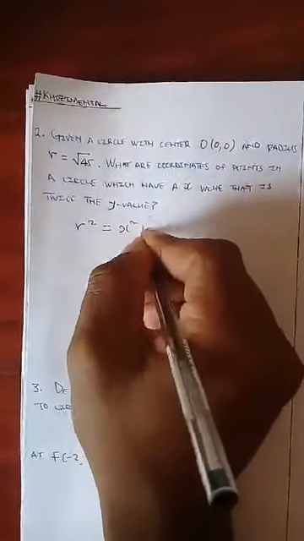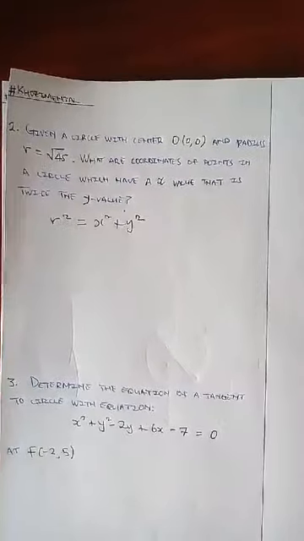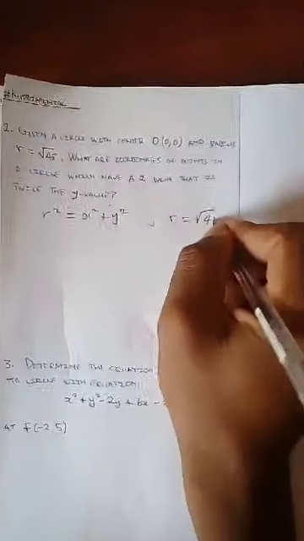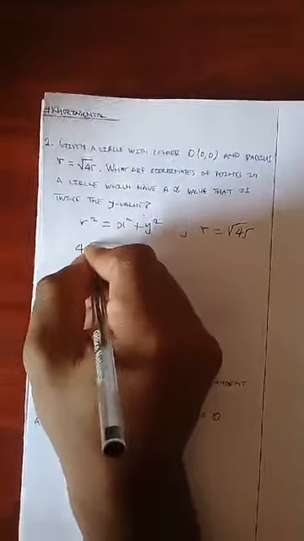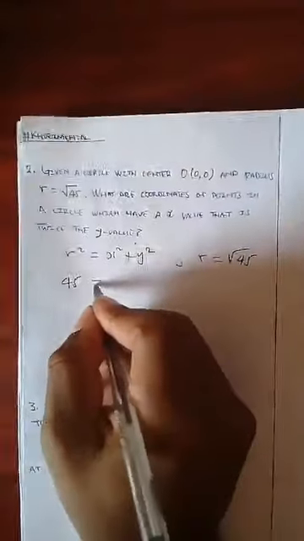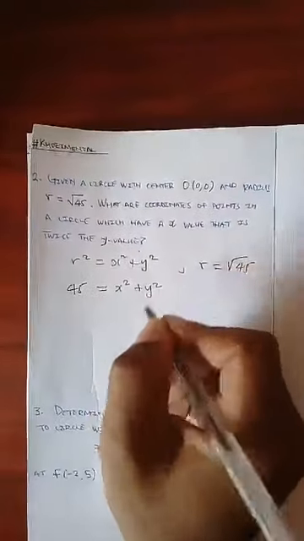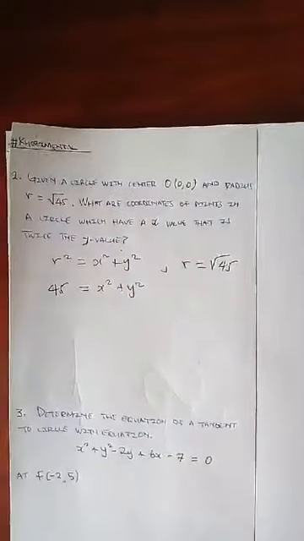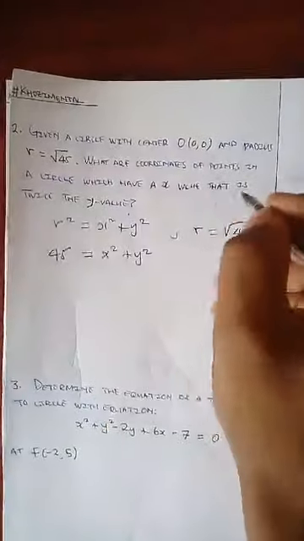It must be x squared plus y squared equals r squared. So that is what we know, and we know that the radius r is given by root 45. So we can just substitute the radius here. So it will be 45, because if you square the square root, it removes the root, and that is x squared plus y squared. And the question is, what are the coordinates of points in a circle which have an x value which is twice the y value?